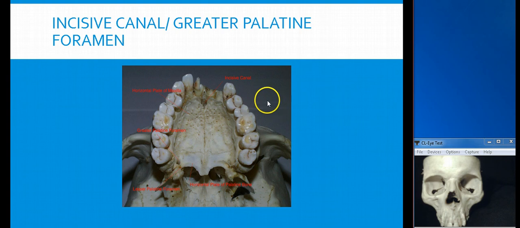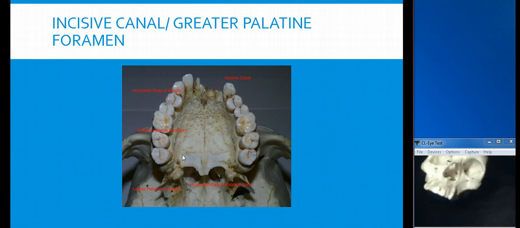The incisive canal and the greater palatine foramen, we're talking about the incisive canal and the greater palatine. The greater palatine is what you have to really worry about, because once this starts bleeding, it is almost impossible to stop it. And again, I will give you some guidelines about it.